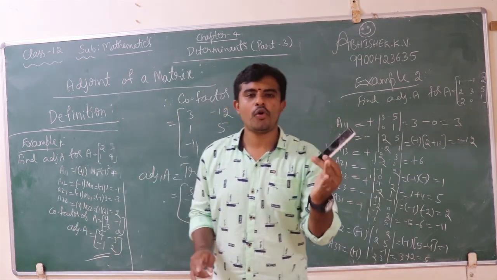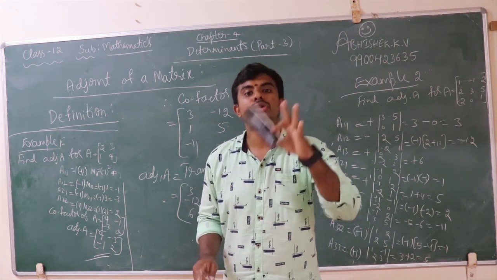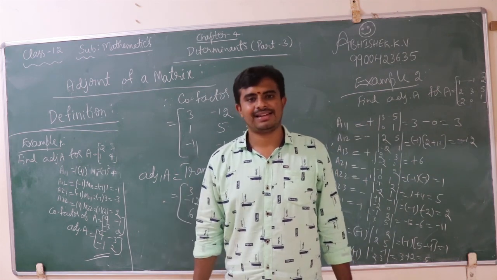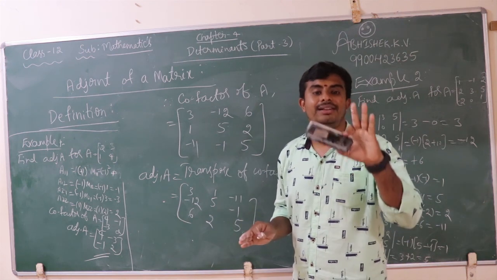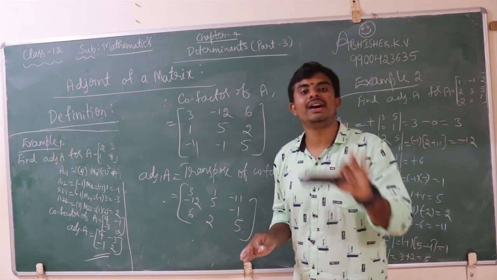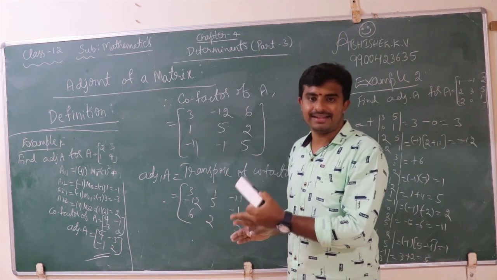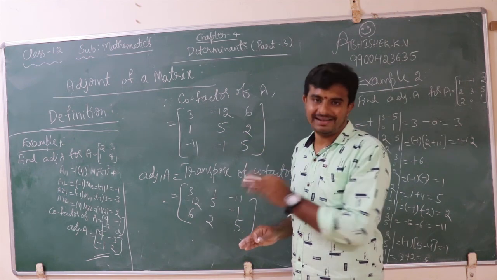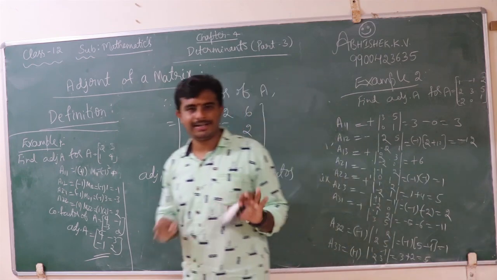So minor, cofactor, adjoint: these three are the basic tools to learn the application of determinants, which we will discuss in the next class. That is, the solution for linear equations by the matrix method. Minor, cofactor, adjoint are the basic tools. I hope you are all getting this. Please note down.